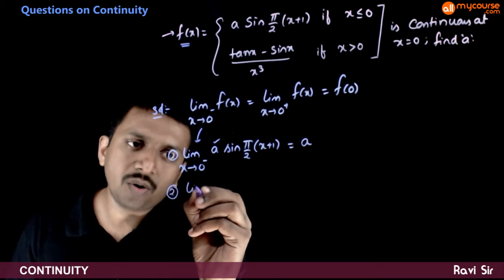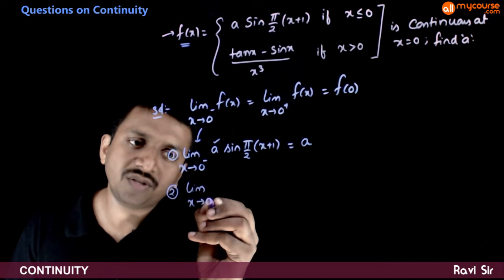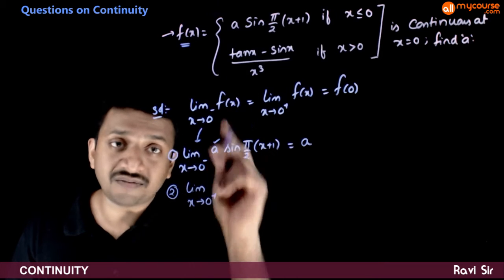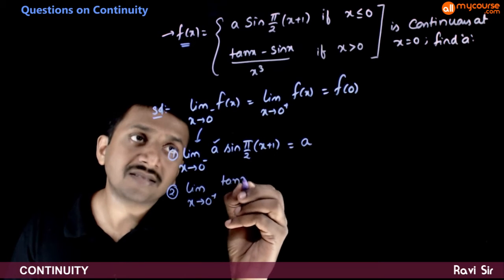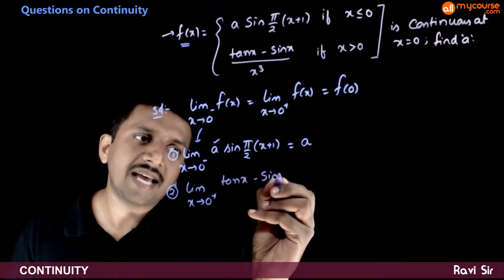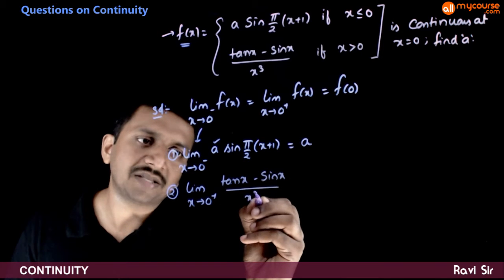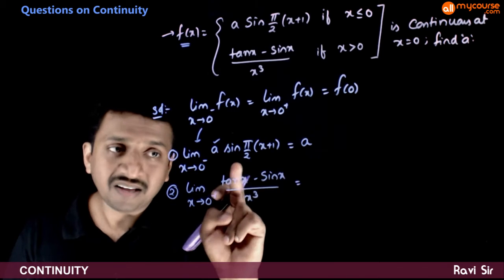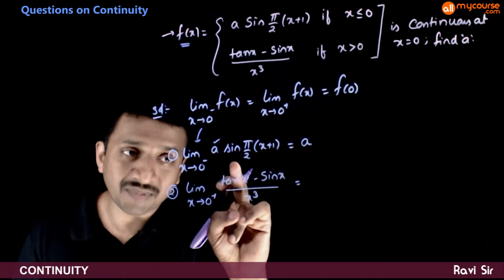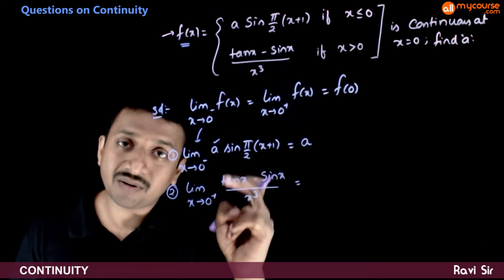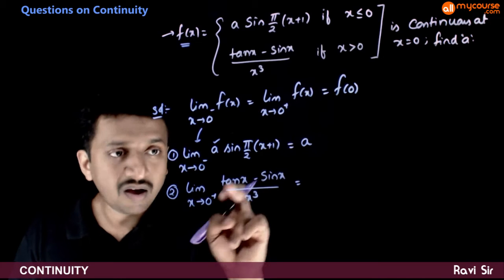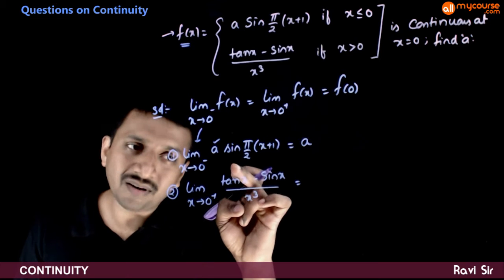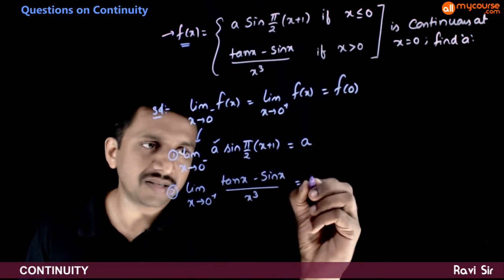Next, let us go to the right limit. Limit x tends to 0 plus. In the right neighborhood of 0, this is the function (tan x minus sine x) by x cube. This can be done in different ways. One way is by using tan x is equal to sine x by cos x, or you can use the expansions also. Let us use the direct method, tan x as sine x by cos x.